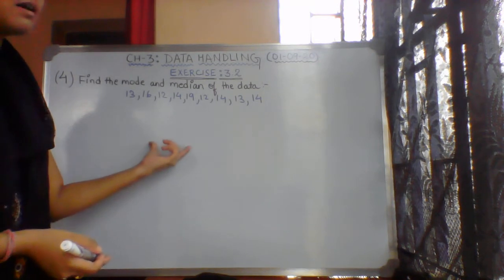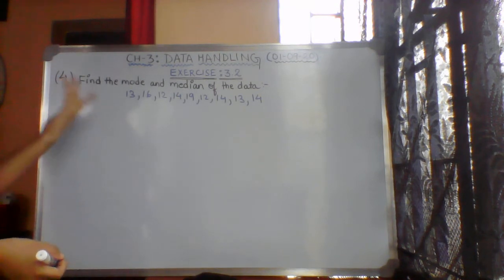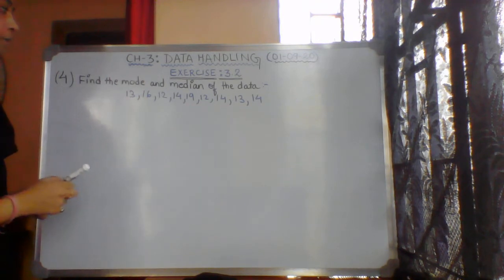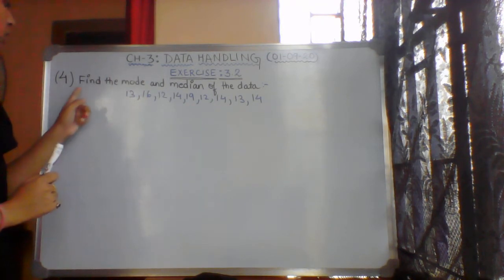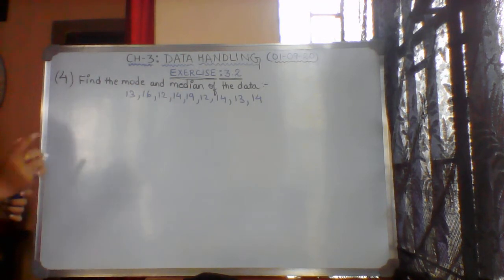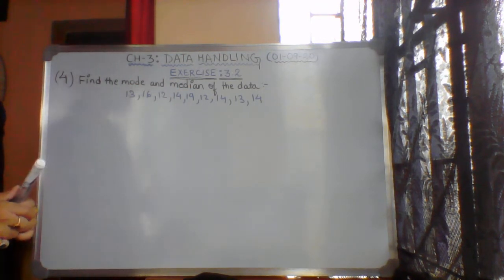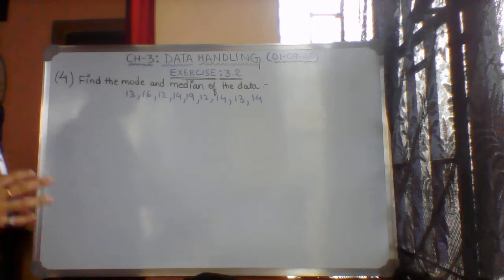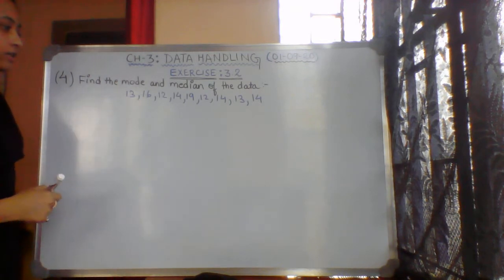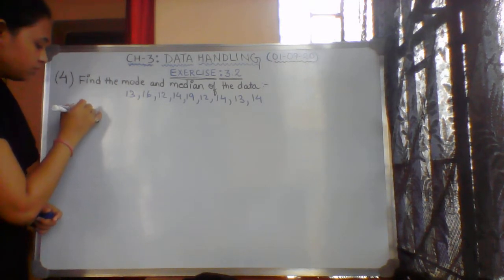Then 11 players. Okay, so that is the number of observations. But here it is not mentioned, so we have to count. So in this question we are going to find the mode and median of the data. Okay, so tell me, what is our first work? Yes, we have to arrange the data in ascending or descending order. So we have to arrange the data.